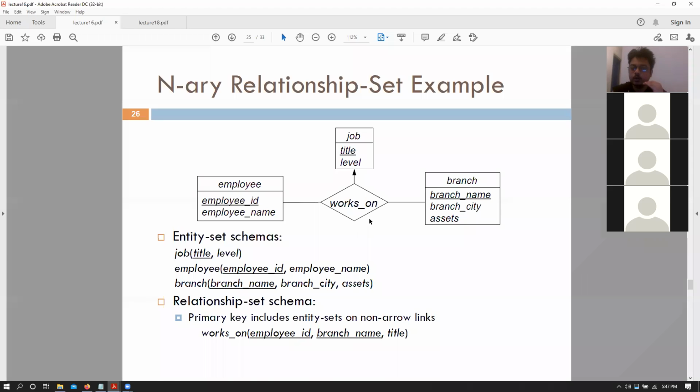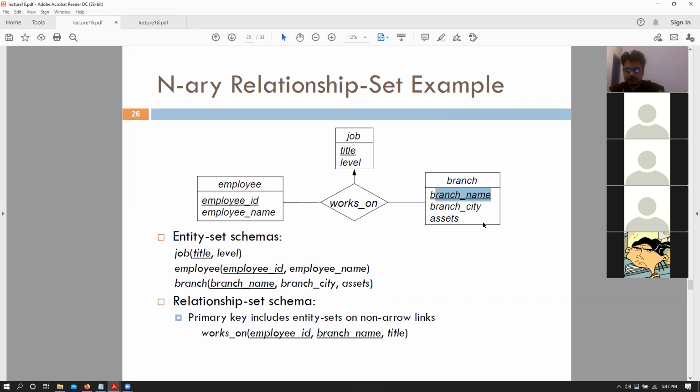So what do we do? We look at all the entities that we have that are strong entity sets. So employee, job, and branch, we say that these are all entity sets that all have a primary key, right? So for employee, we have employee ID, we have job title as our primary key for job, and branch name, that is the primary key for branch.